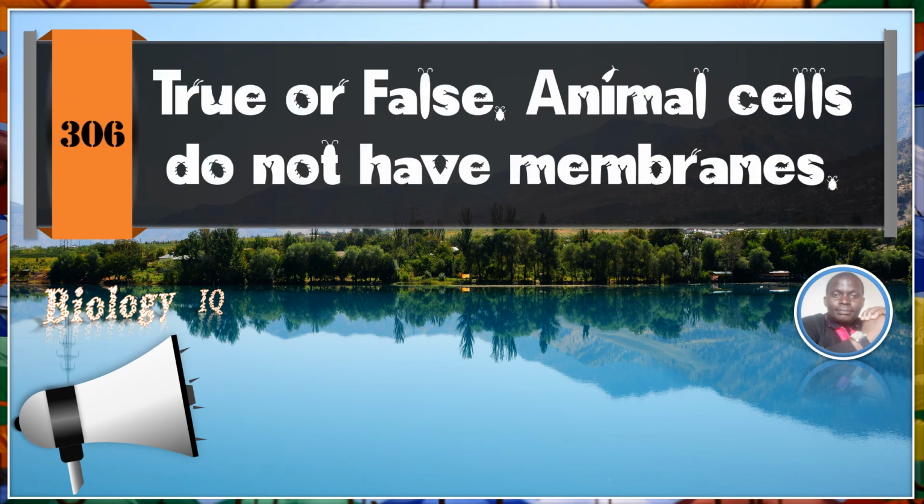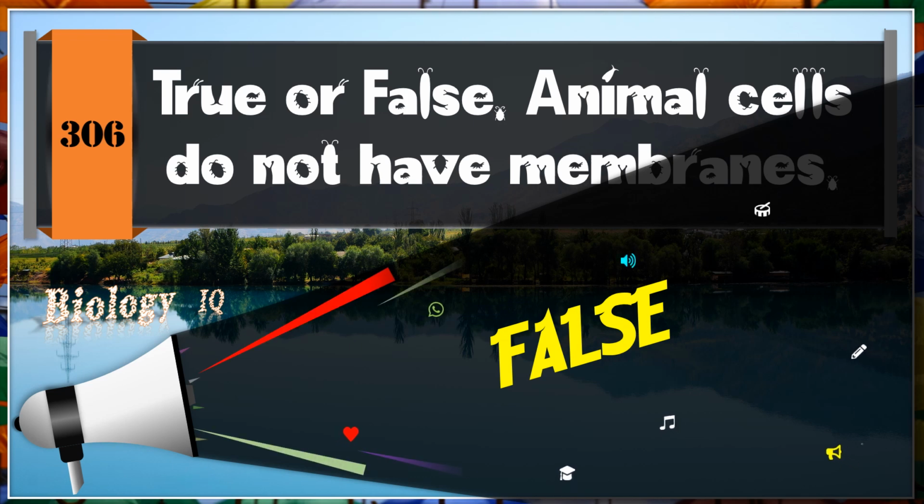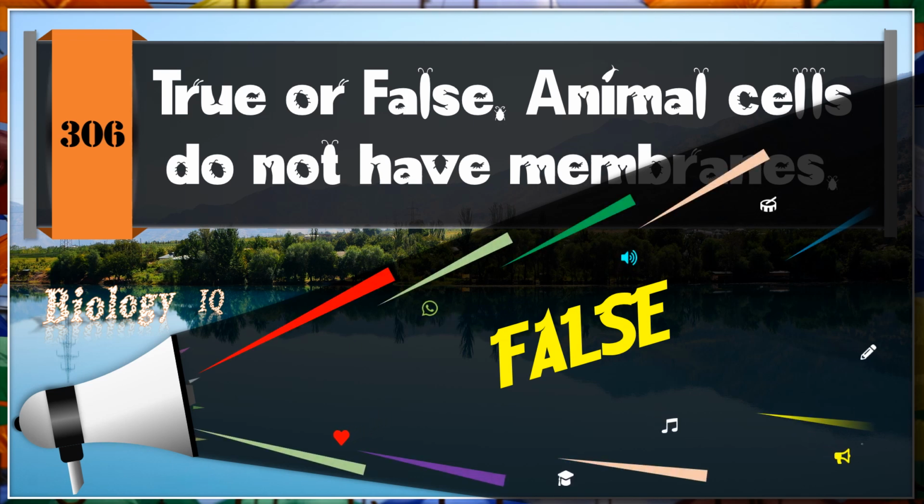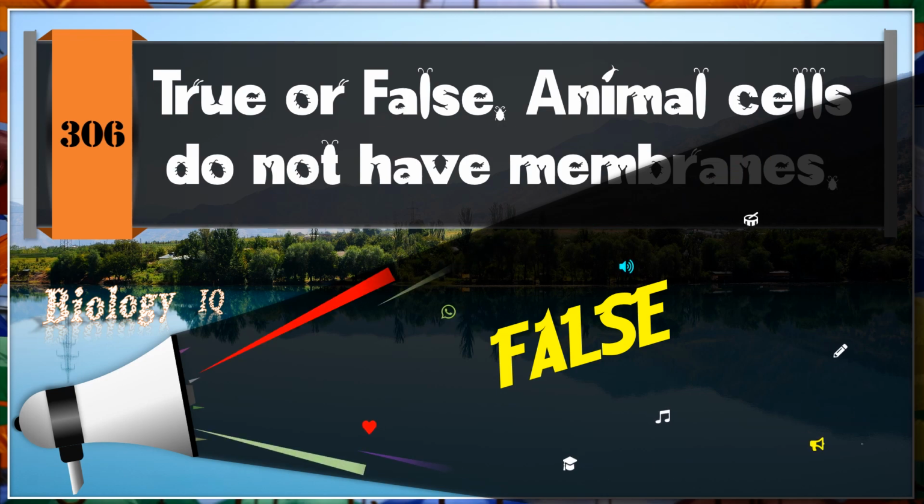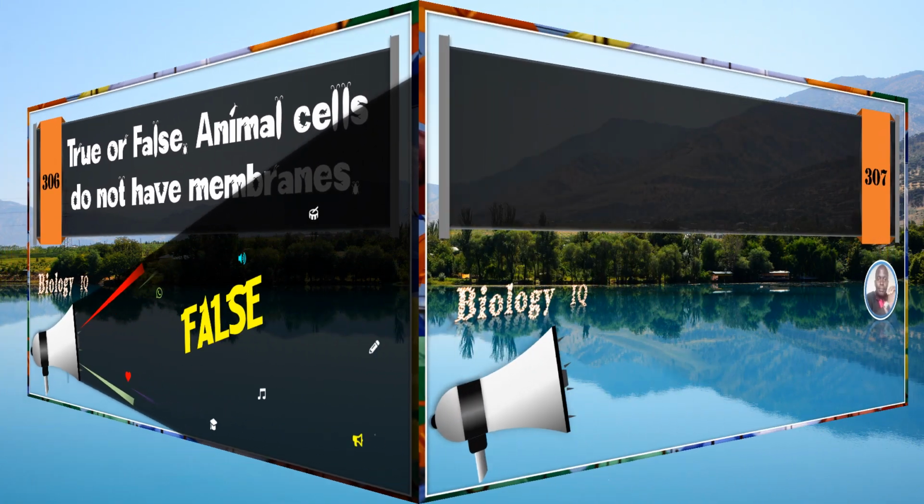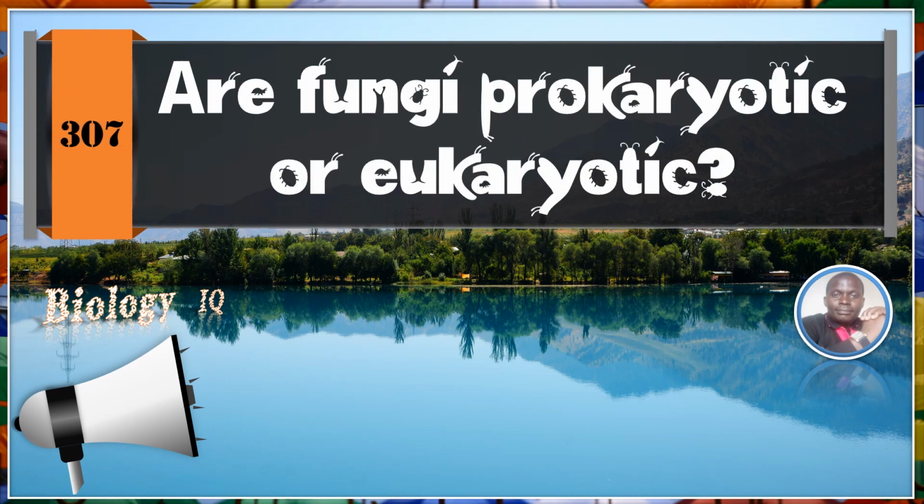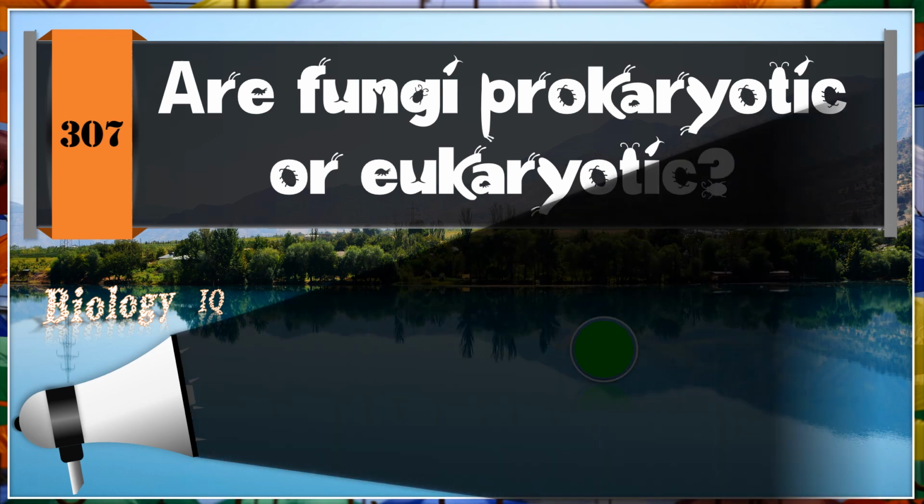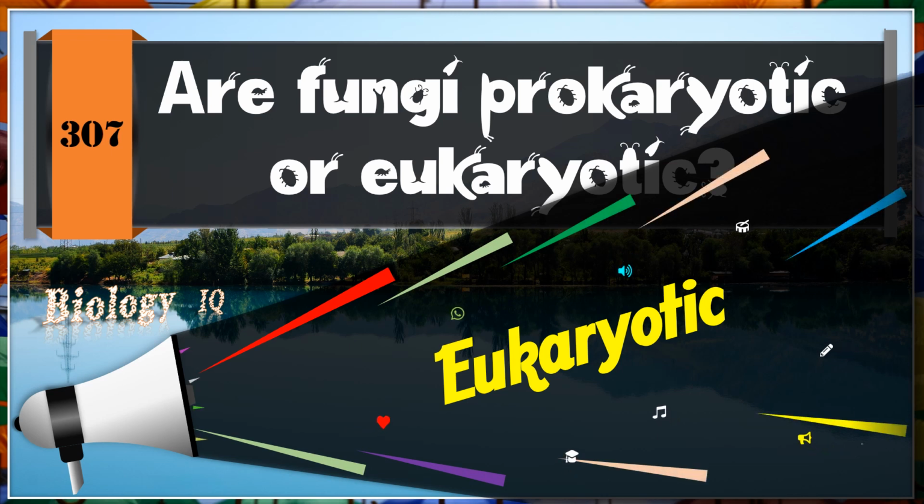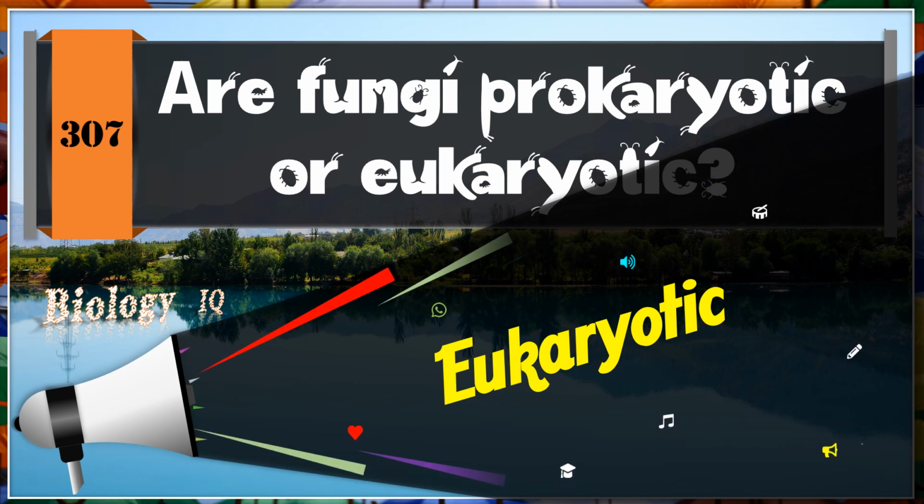True or false? Animal cells do not have membranes. It is false. Are fungi prokaryotic or eukaryotic? They are eukaryotic.